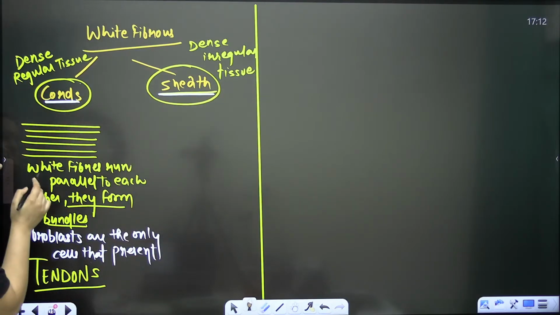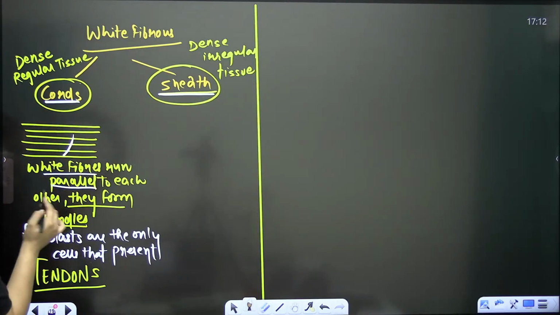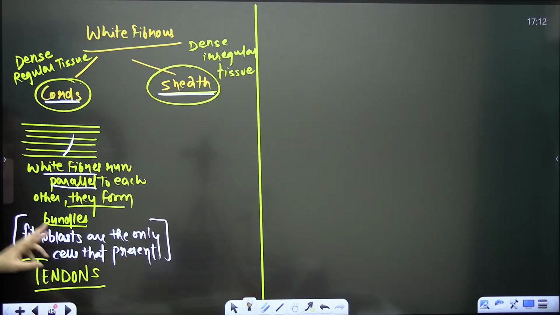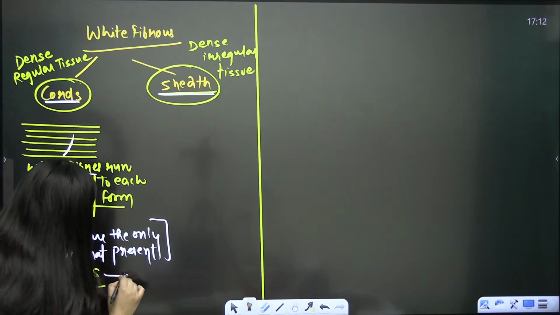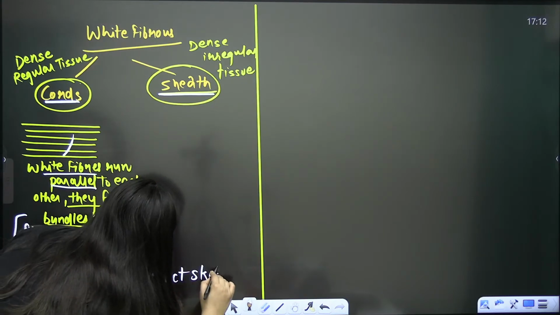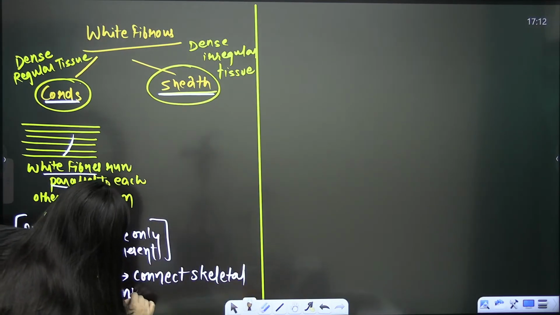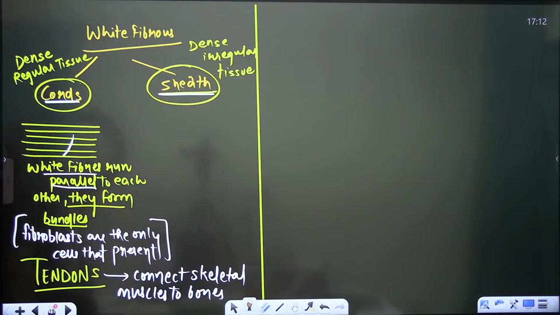So in regular tissue, white fibers run parallel to form the cords, and all these bundles are placed together with the help of areolar tissue. Here fibroblasts are the only cells present. Tendon is the example. Tendons connect skeletal muscles to bones. It's important. Yes or no?